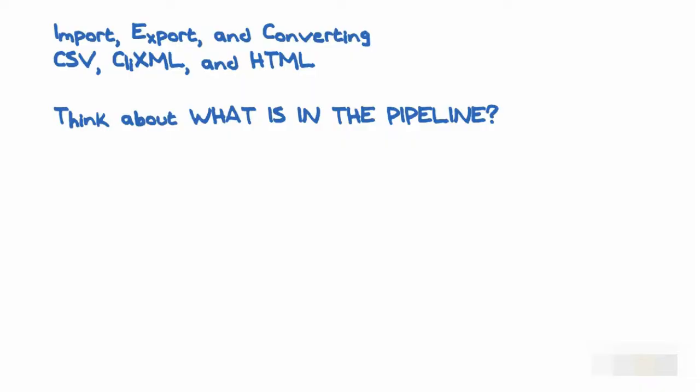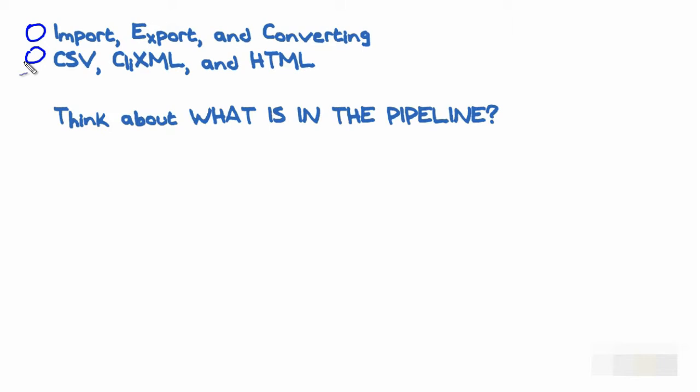We're going to talk about three different types of tasks in this nugget: importing data, exporting data, and converting data, and the differences between those. We're also going to talk about three different formats for importing, exporting, and converting: CSV, CLI XML, and HTML.